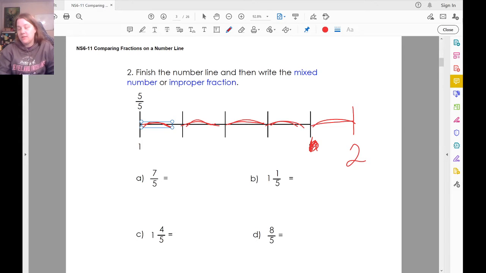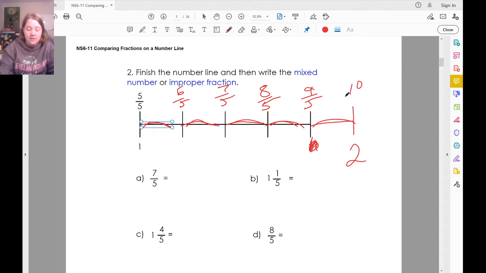So now that we've done that, we're going to go ahead and extend the number line. 5/5, 6/5, 7/5, 8/5, 9/5, 10/5. And you can see that 10/5 means the same thing as 2, because 10 divided by 5 is 2.